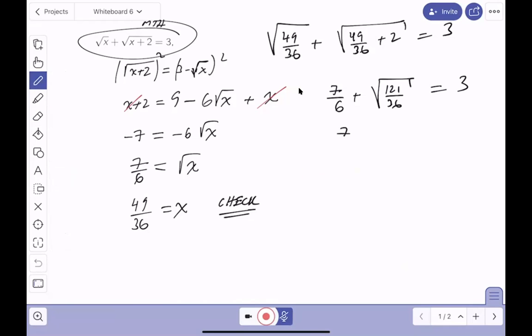And then you get 7 over 6 plus 11 over 6 equals 3. I have no idea if this is true. What do you get? 18 over 6 equals 3. Oh, that's true. That's true.